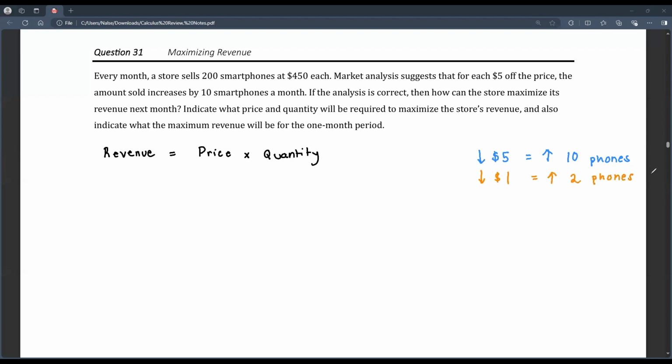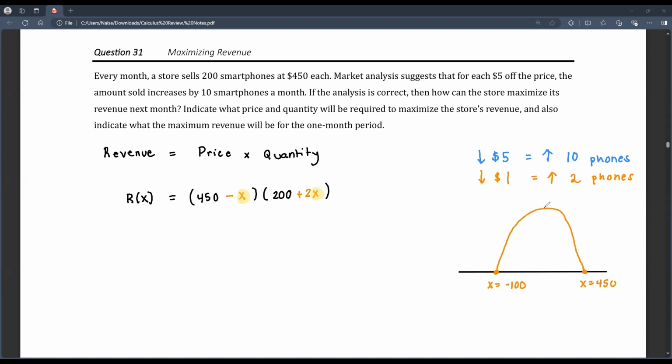and quantity. The given price is $450, and the given quantity is 200 units. However, as the store decreases the price by x dollars, it increases the number of units sold by 2x. The revenue function that we have just created forms a parabola in the xy plane, and its maximum can be found without calculus. Simply locate the zeros of the two factors, and realize that the maximum value of the revenue function would occur at the precise x value in between these two zeros.